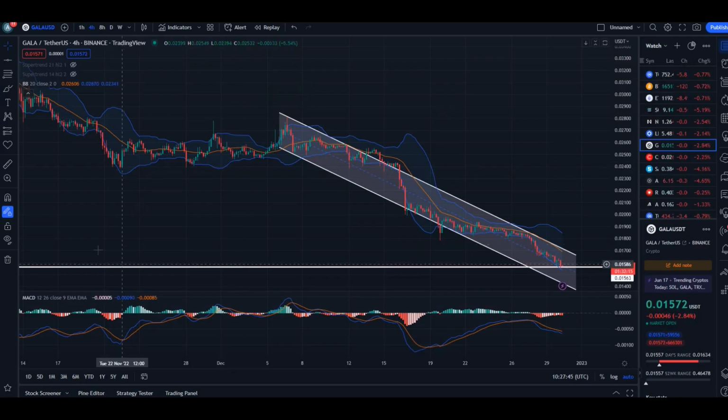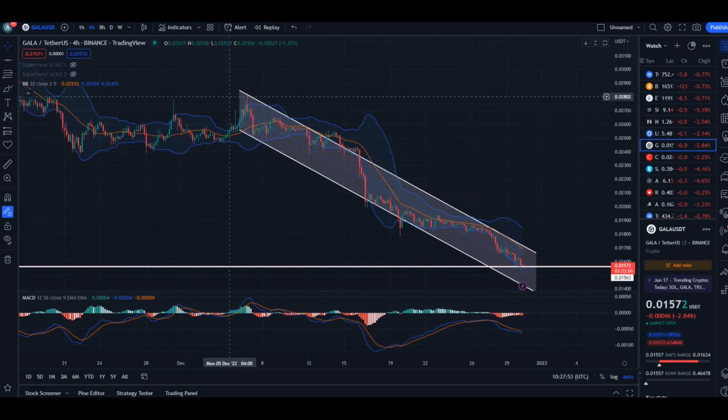Take a look at the graph. I don't really know if there's any point in looking at the graph, to be honest. There's not really much movement, but I'm looking at the 4 hourly here. On the 4 hourly, you can see it's pretty much trending downwards, kind of ranging within this parallel channel, just bouncing up and down off that channel. MACD is bearish as well.